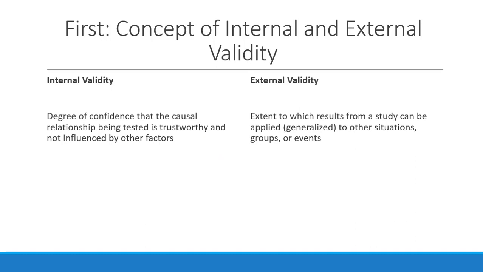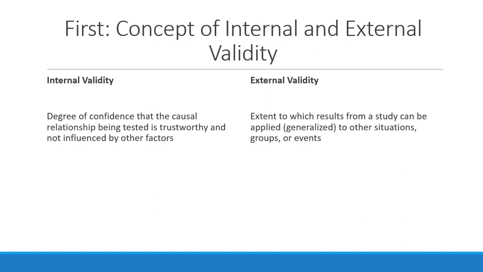Now, I think it's also important for us to think about the study's validity and to think about that in terms of internal and external validity. So, what is internal validity? That's the degree of confidence that the causal relationship being tested is trustworthy and not influenced by other factors. And we'll look at some examples here in a bit.